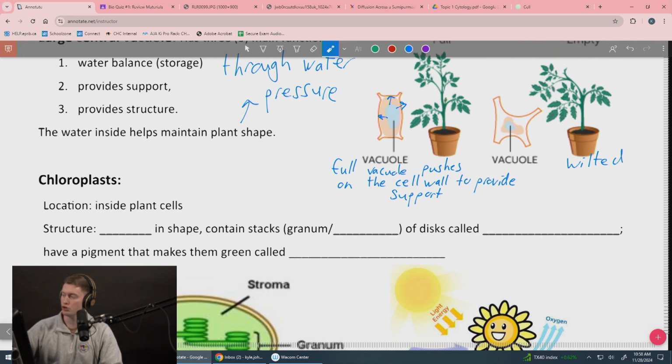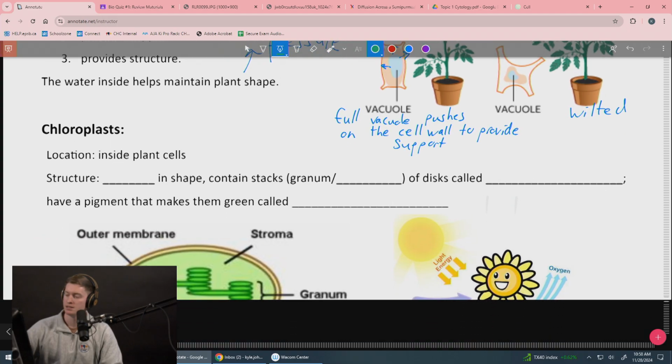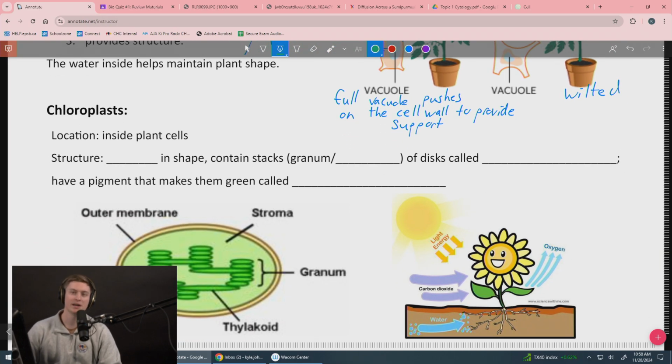Finally, we have chloroplasts. If you think of plants, you might think of photosynthesis, this is where that happens. Chloroplasts, similar to mitochondria, are going to be oval in shape. But in a diagram, instead of having a squiggly line inside, you're going to see stacks of lines. This is like the most simple chloroplast diagram.